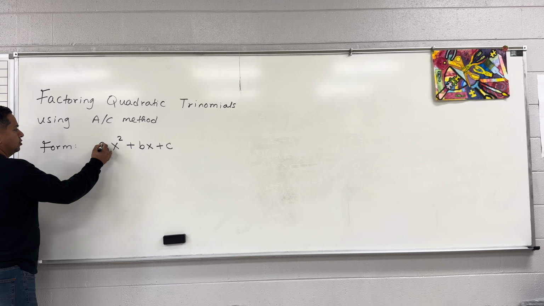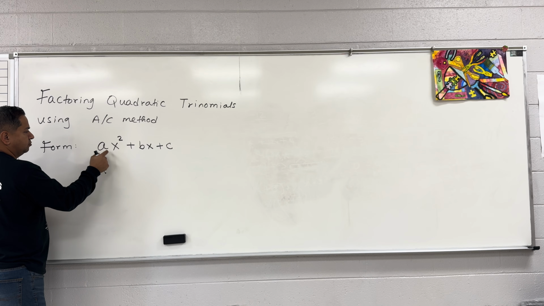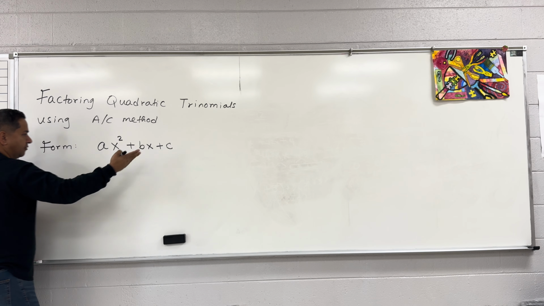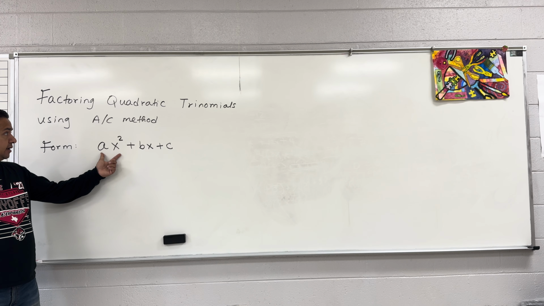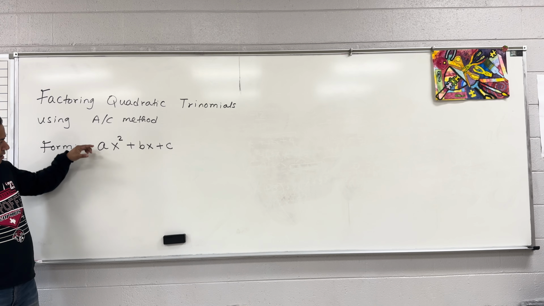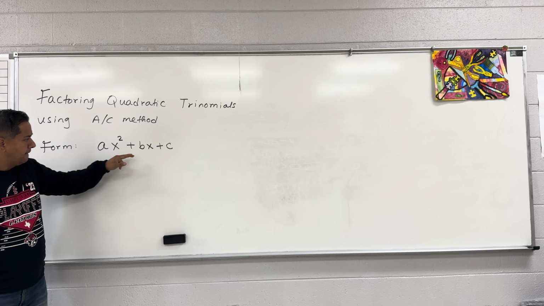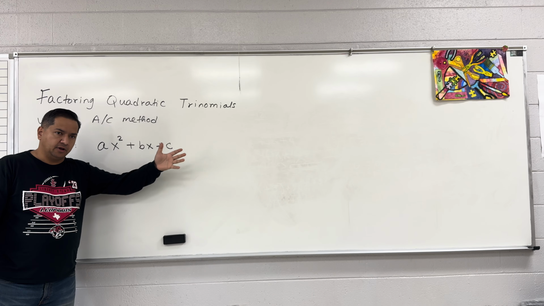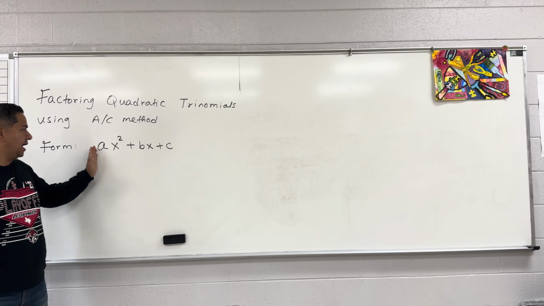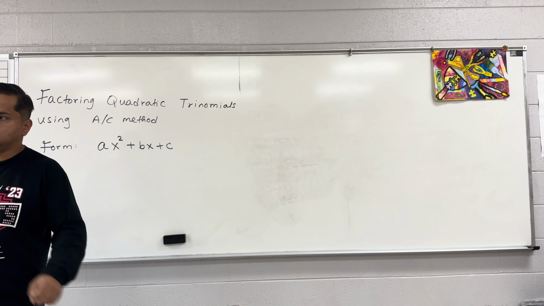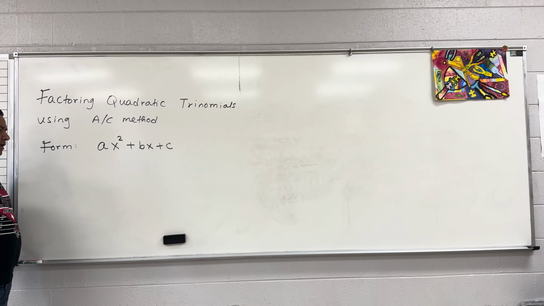But anyway, it's called the AC method because we do something with this A and C that we have on there. So this is your general form of a quadratic trinomial. A is the number in front of x squared. C is just a number without any x on it. B, which we will also need, is the number in front of x. So A, B, and C are just numbers, positive or negative, whatever. Are we good? All right.